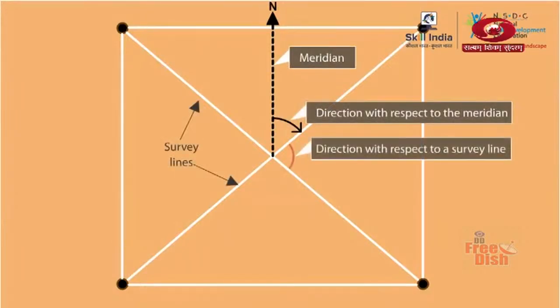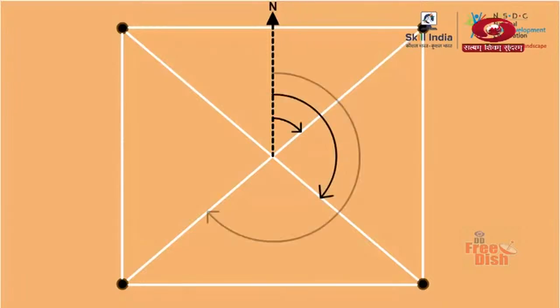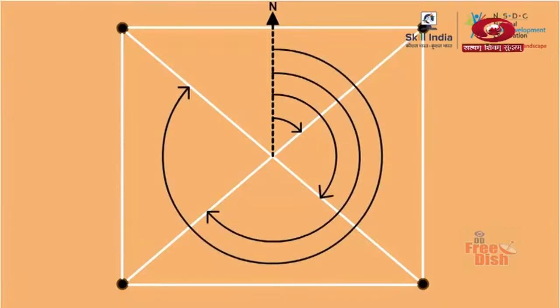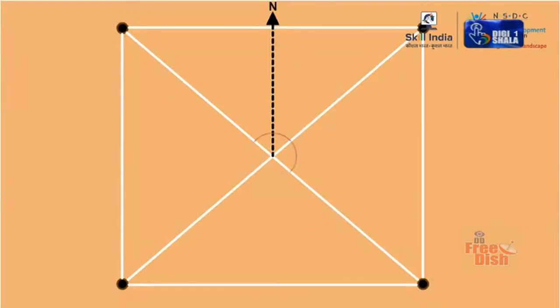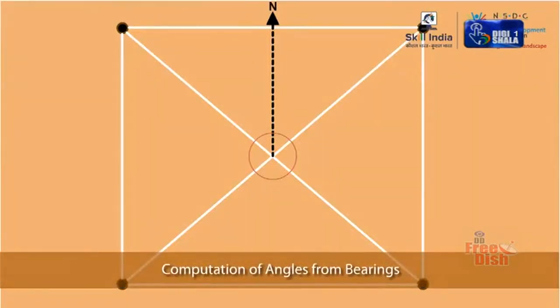You also know that if the directions are shown with respect to a meridian, then they are shown on the map or plan with bearings as the measurement. Let us suppose you have a map or plan that shows the measurements of all survey lines only in terms of bearings, whereas you require knowing the measurement in angles. How would you compute the angles from bearings? Let us find out the answer by going through this module.